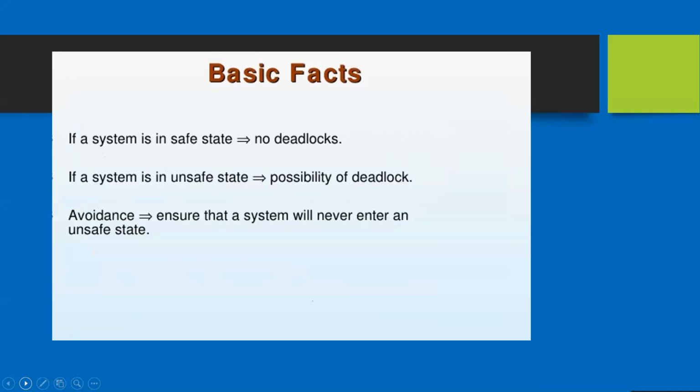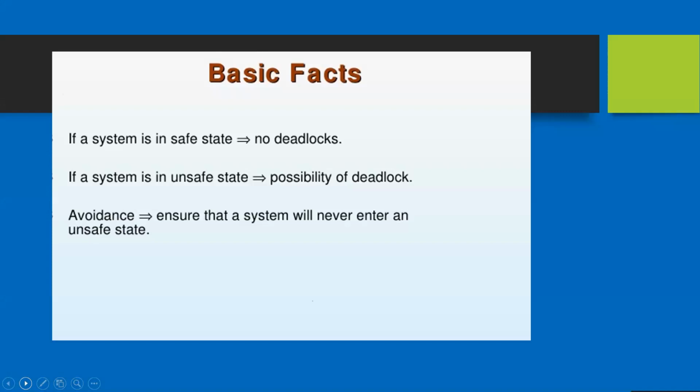These are some basic facts. If a system is in a safe state, then we can say that there is no deadlock. If the system is in an unsafe state, we can say that there is a possibility of deadlock. And avoiding the deadlock is also known as deadlock avoidance. Ensure that a system will never enter an unsafe state. That is avoidance.